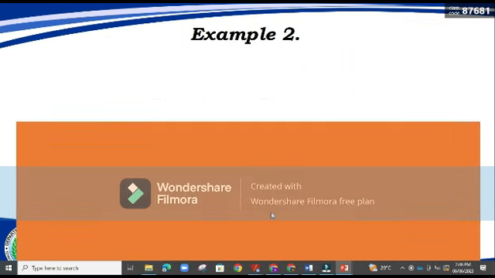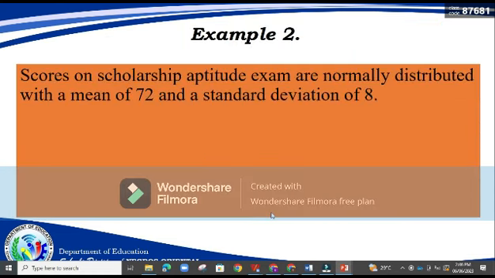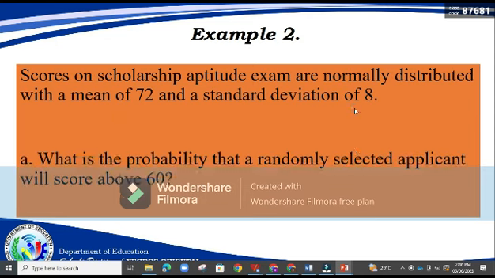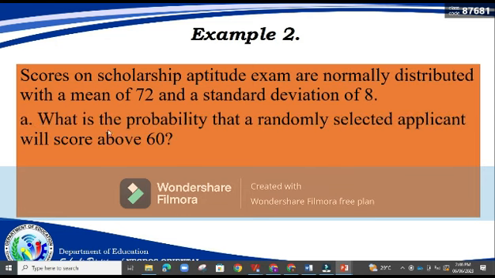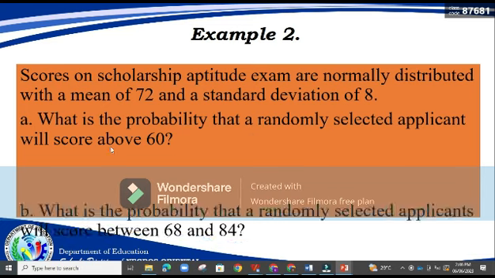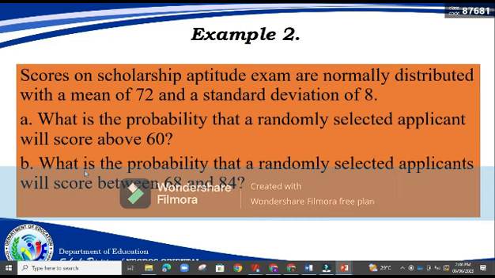Okay, let's proceed to the second example, or example 2. Scores on a scholarship aptitude exam are normally distributed with a mean of 72 and standard deviation of 8. Question number 1, letter A: What is the probability that a randomly selected applicant will score above 60? Letter B: What is the probability that a randomly selected applicant will score between 68 and 84?